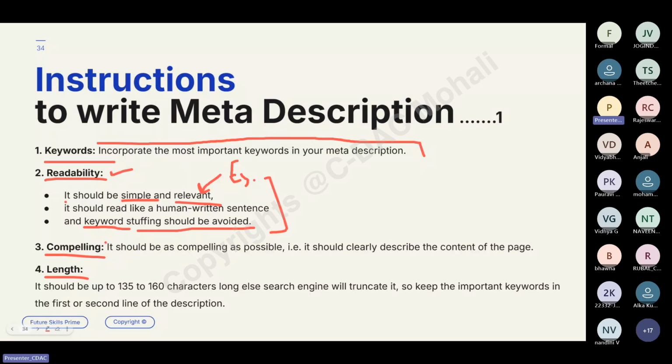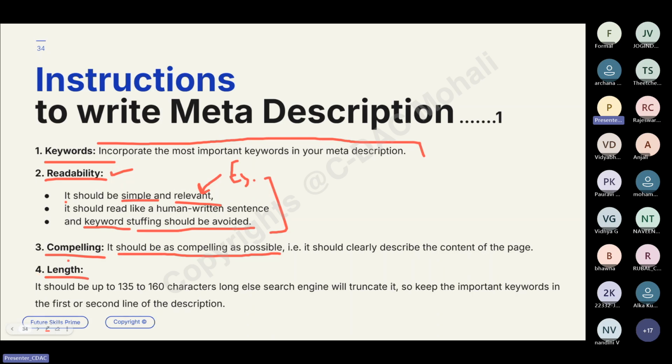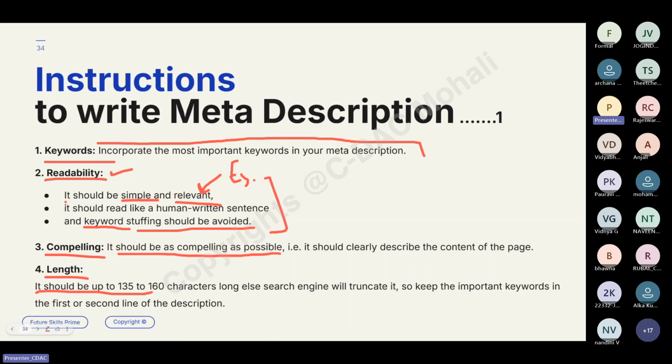The third point is being compelling. The text or brief description that you are adding in the meta tag should be as compelling as possible. For example, it should clearly describe the content of the page. And then length: it should be 135 to 160 characters, and each search result will truncate it.